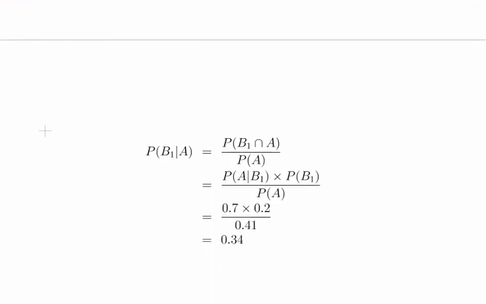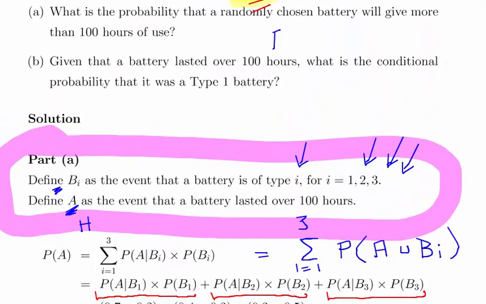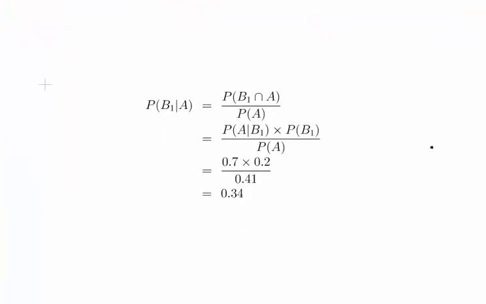So part B is on the next page. Let's go back up to the question. Given that a battery lasts over 100 hours, what is the conditional probability that it is a type 1 battery? What is the probability of B1 given A? So this is the conditional probability rule again. And you might notice that Bayes' theorem is in there.